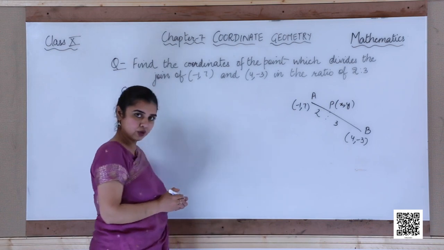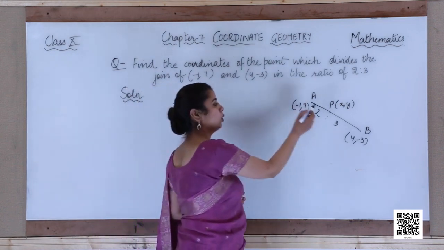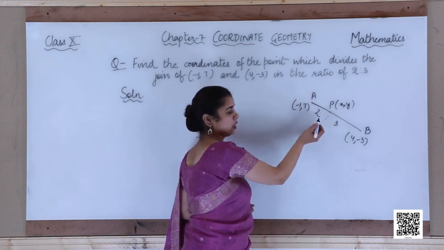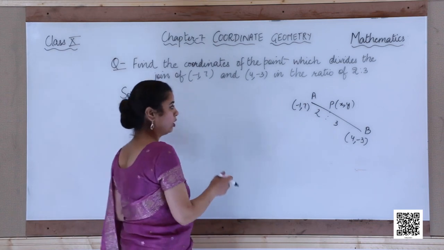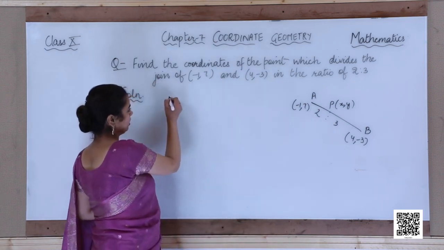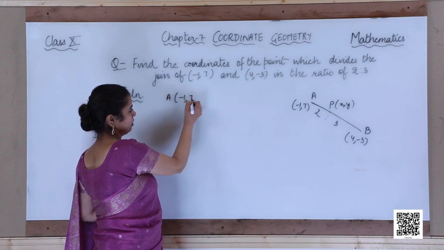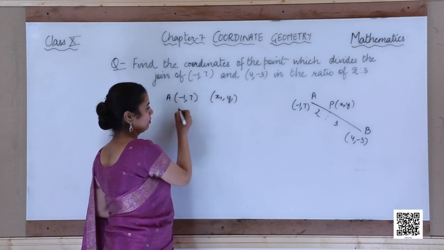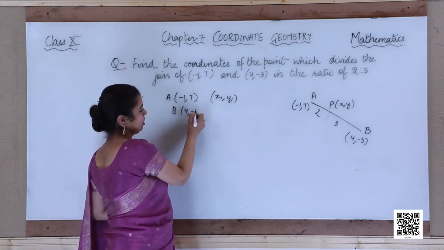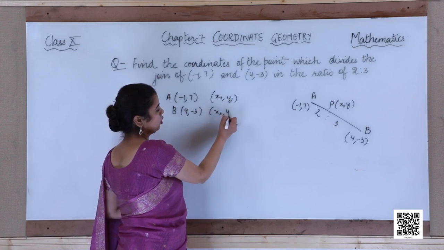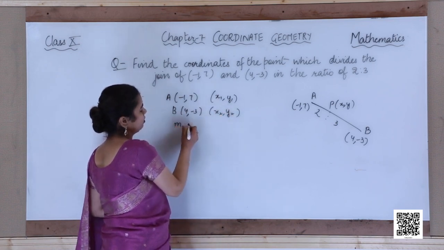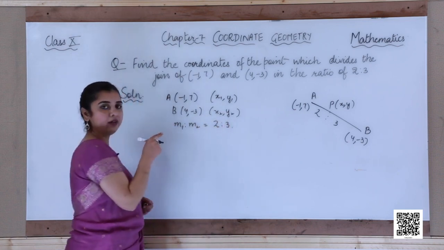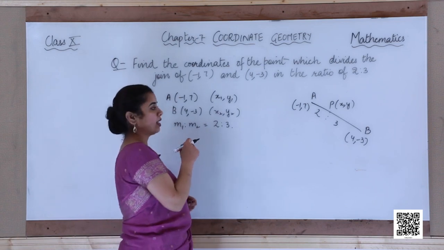We have just done the section formula which tells us the coordinates of a point which divides a given line segment having their coordinates in a ratio of m1:m2. So if I compare, I can write that A, which is having (-1, 7) as the coordinates, can also be generalized as (x1, y1). B, (4, -3), can be compared with (x2, y2). And m1:m2 can be compared with 2:3. Now I want to find the coordinates of P, that is x and y.